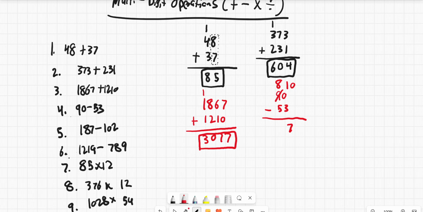Now, focusing on the last column, the left one, 8 minus 5 is 3. So that is it. And see, we don't have to do anything for the left column, because 8 is bigger than the 5.